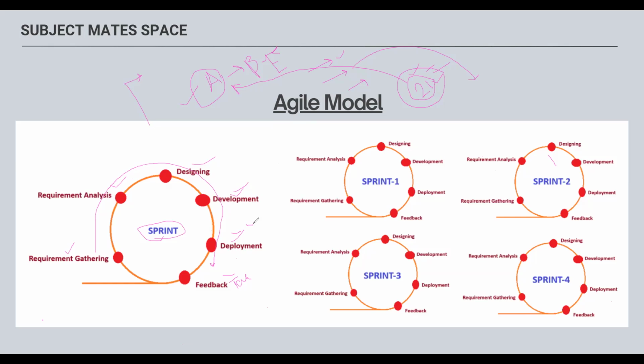So what is a sprint? A sprint is nothing but the timeline in which we need to perform all the SDLC phases. Okay. So after requirement analysis, designing, development, we need to test it. Within these 21 days, we need to complete designing, development, deployment, and testing. And after completing these things, we also need to push that to the client.